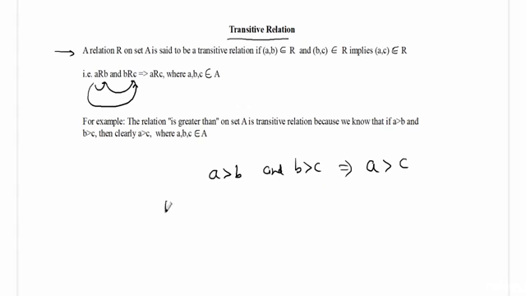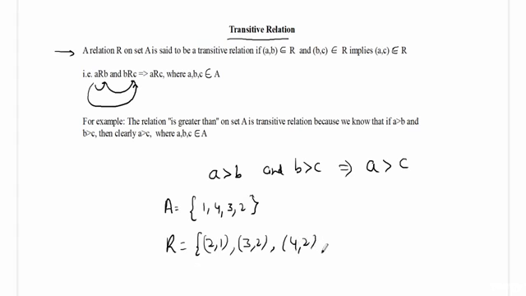For an example, if I take the set A, which has elements 1, 4, 3 and 2, and I use the relation R which is greater than on A, then you can say that (2,1) will be a part of it because 2 is greater than 1. Similarly (3,2) will be a part of it, and (4,2), (4,3), (4,1) and (3,1) will be a part of it.